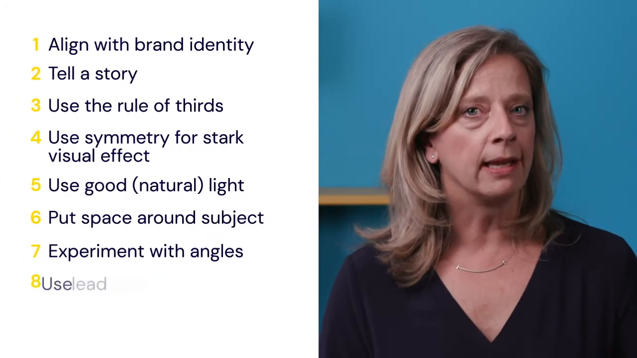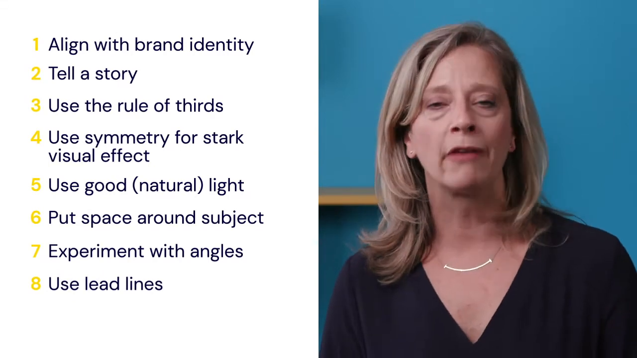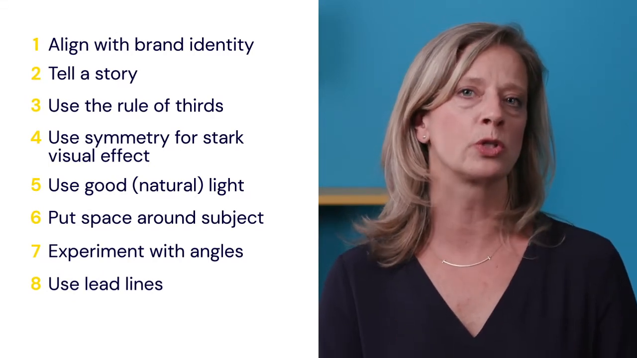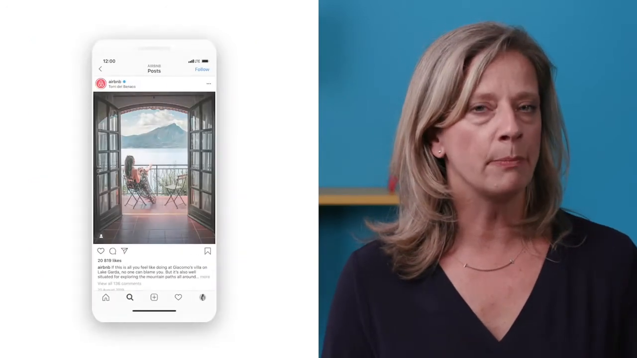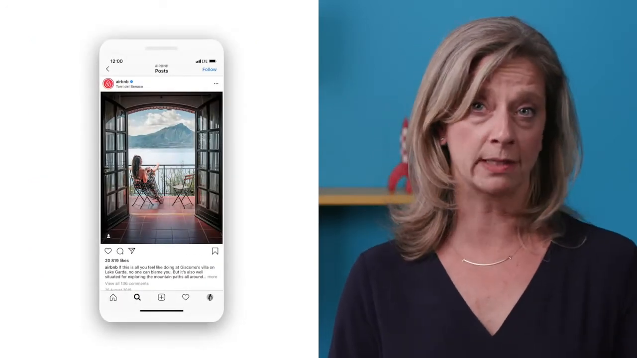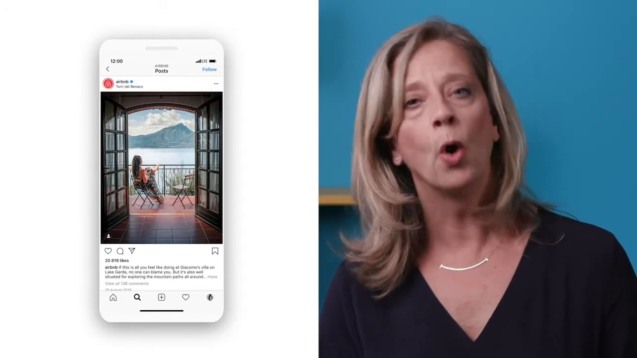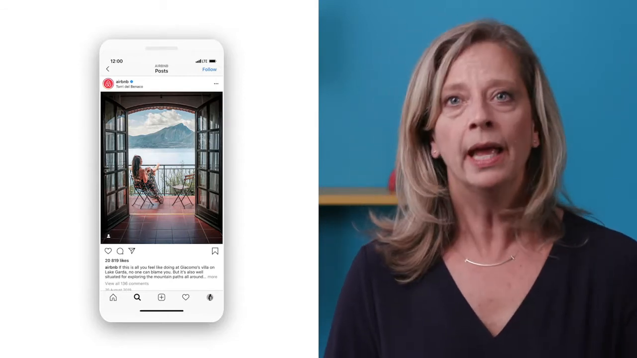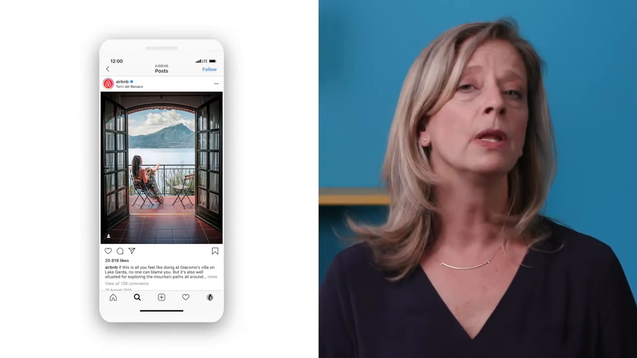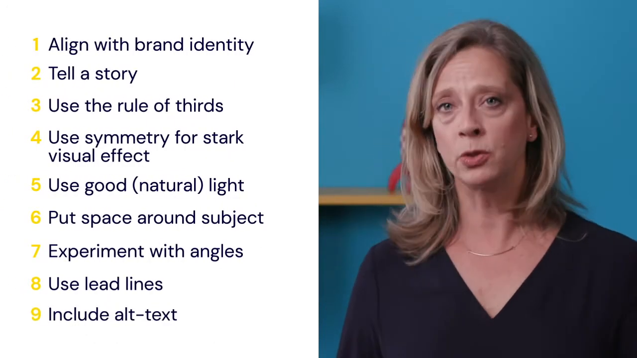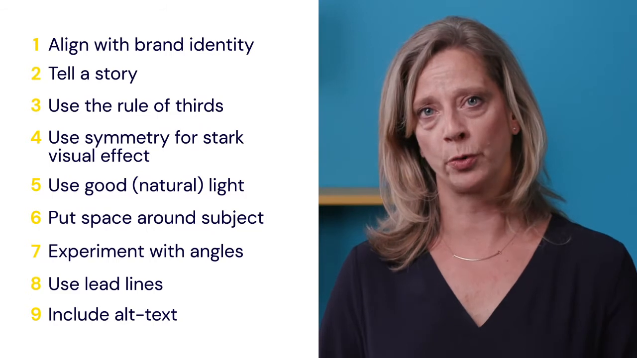Also include lead lines, or lines in the photograph that draw the eye towards the subject and tell the viewer what to look at. It can be as simple as a path leading to a subject, lines on a tablecloth, or an inserted arrow. It helps to guide people to focus on what you want them to see. Finally, don't forget to add some alt text for your photos, which is simply a description of what's in the photo for anyone who may be visually impaired.